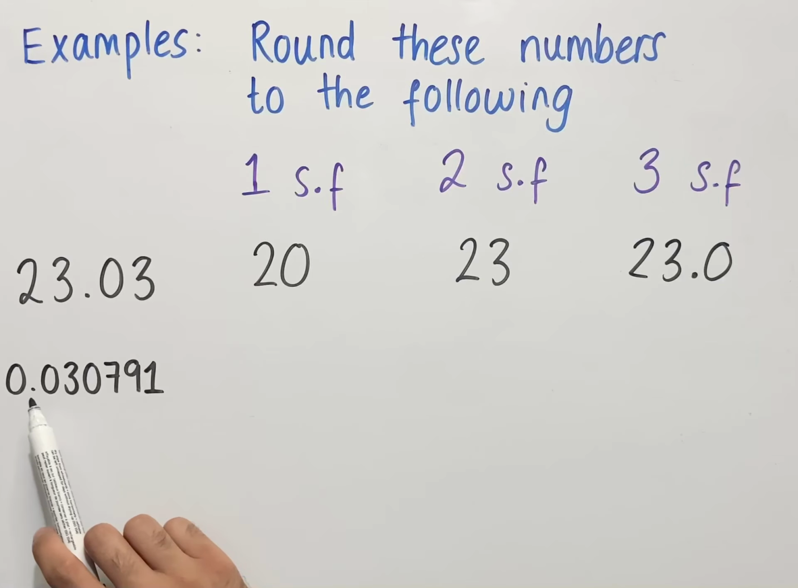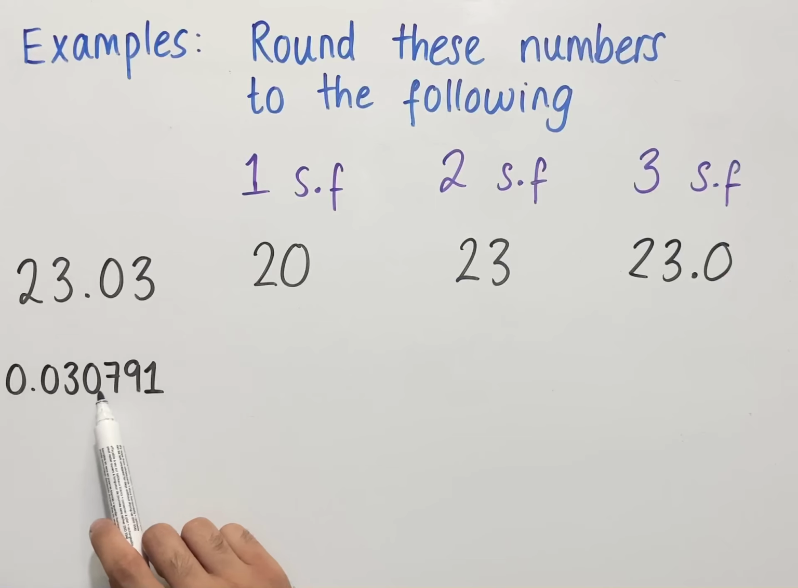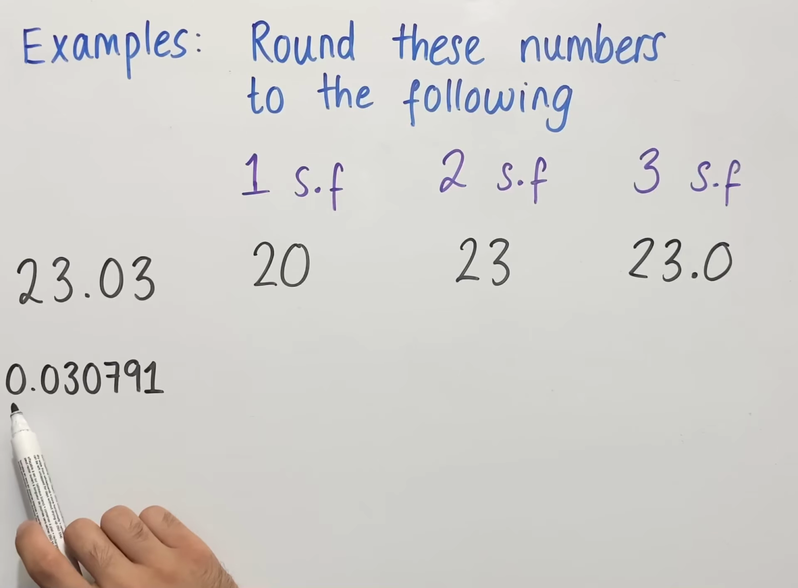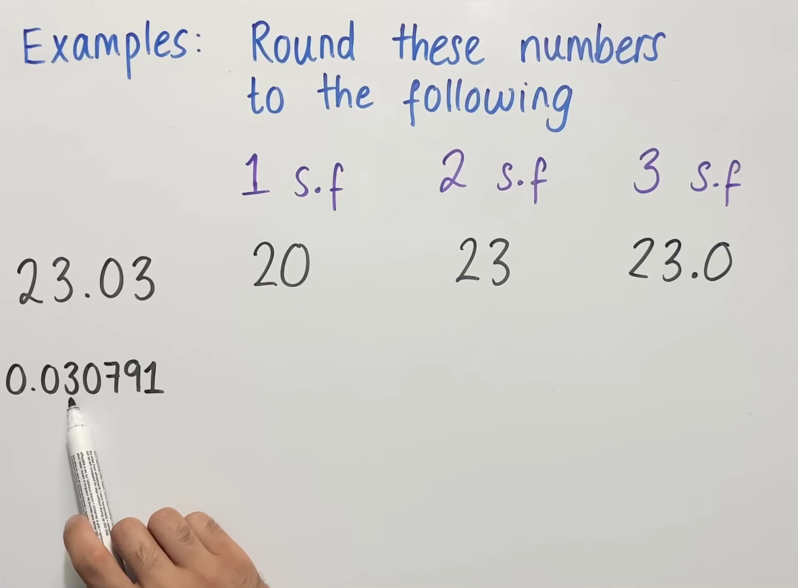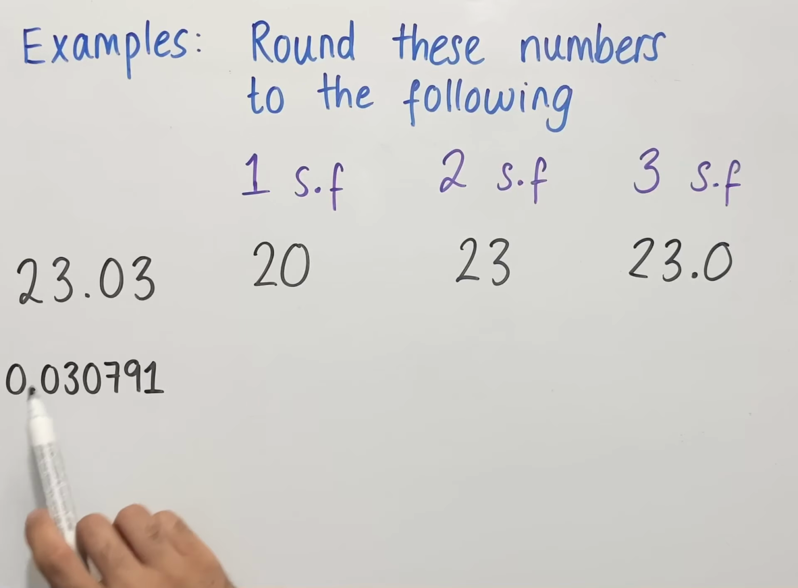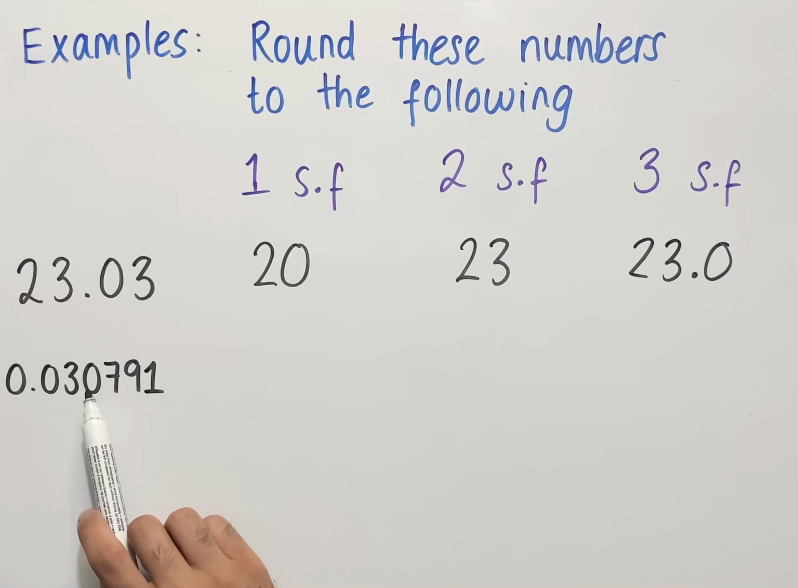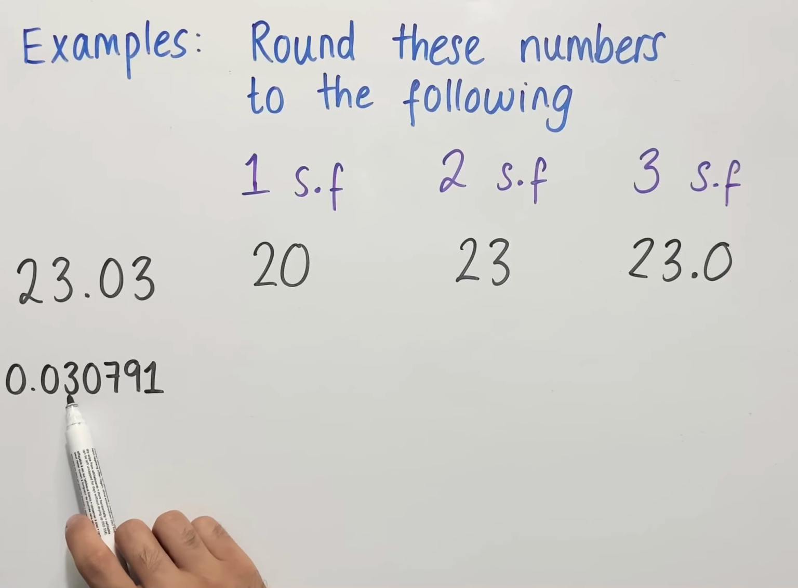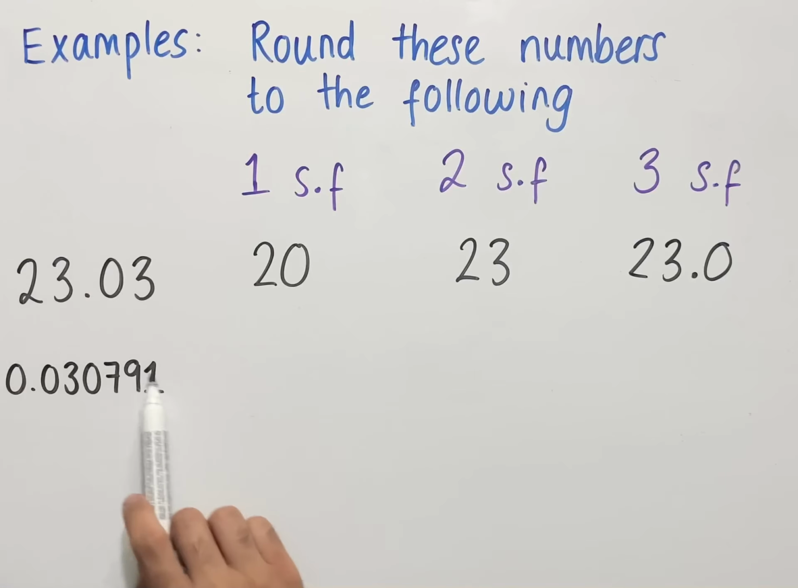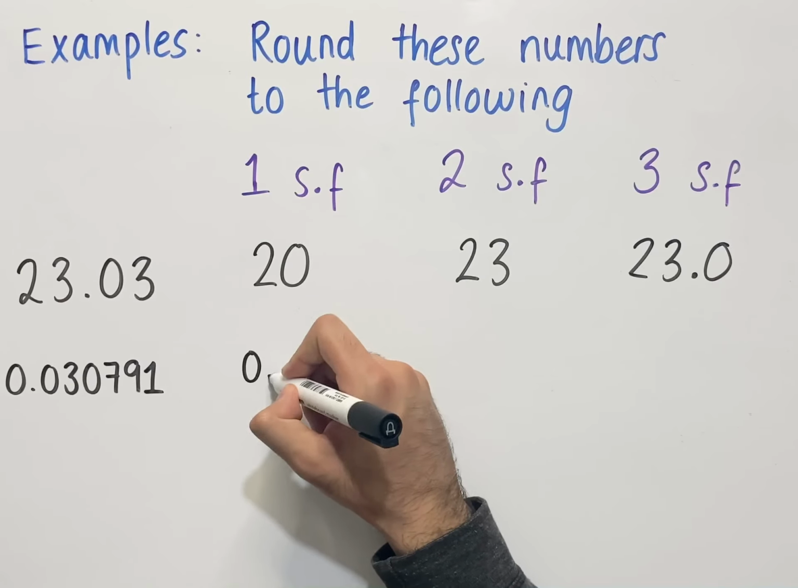The next number that we're going to look at is 0.030791. So remember, the first significant figure is the first non-zero digit from the left. So that would be the 3 here. That's the first significant figure. Since we're rounding this to one significant figure, we need to look at the next significant figure after this, which is the 0. Again, remember, zeros between any non-zero digits are significant. And so since 0 is less than 5, we round down, so the previous significant figure stays the same, and so this number to one significant figure is 0.03.